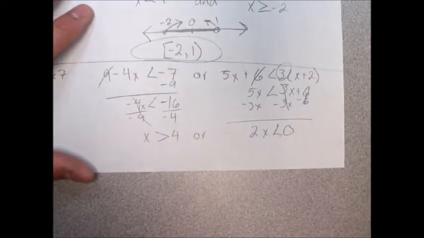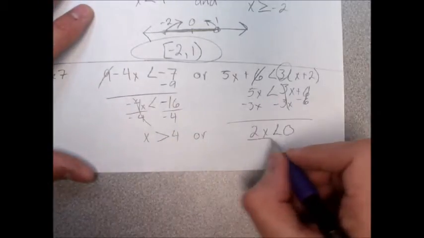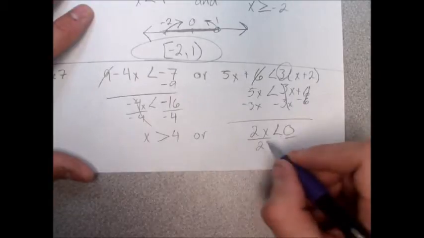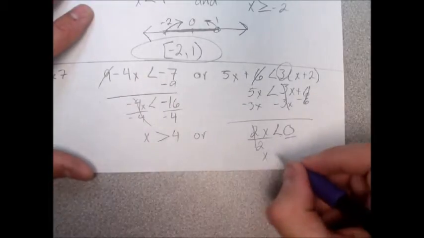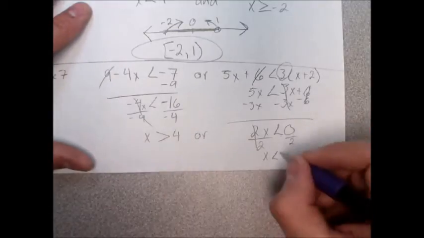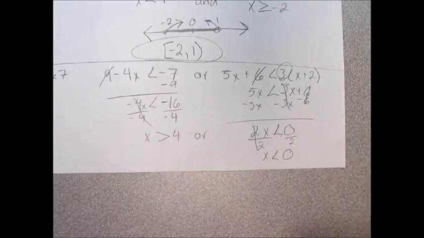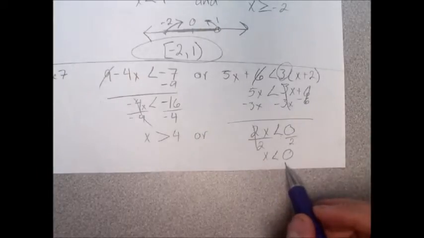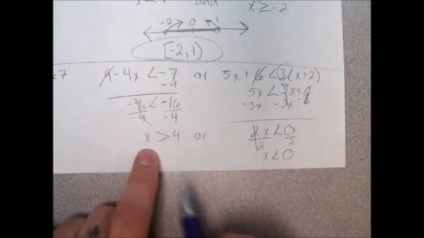Now what? I divide by 2. And I always get a wrong answer on this, so I'm going to ask it out loud so that we can clarify. What is 0 divided by 2? It's just 0, right? Good. When in doubt, use your calculator. So, I have x is less than 0, and I have x is greater than 4.